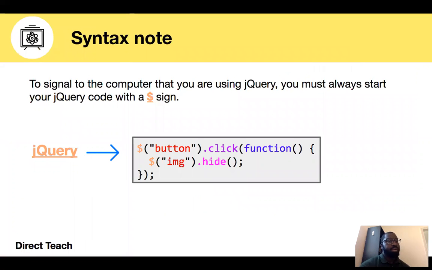To call jQuery and use jQuery in your JavaScript, you're going to have to use a symbol, the dollar symbol, and that lets the computer know, or lets the program know, hey, I'm using jQuery right now. Just so you know, I'm using jQuery. I'm using this dollar symbol to tell you that.